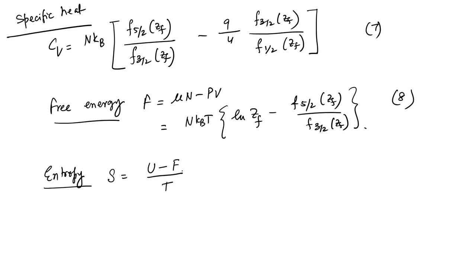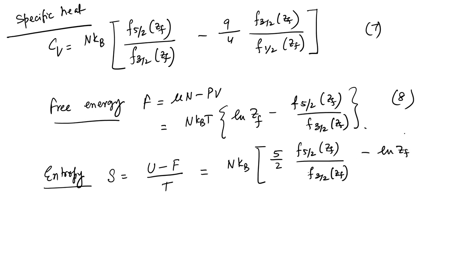You have U and F both, and then divided by T, which is simply nothing but NK, and then we have 5/2 F of 5/2 ZF, F of 3/2 ZF and so on, minus log of ZF. Let's call this 9. And so these are some of the expressions that you have.